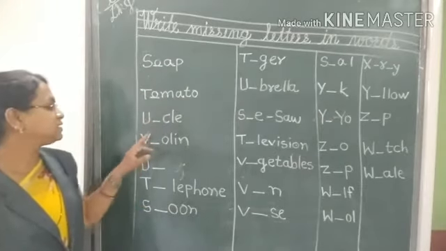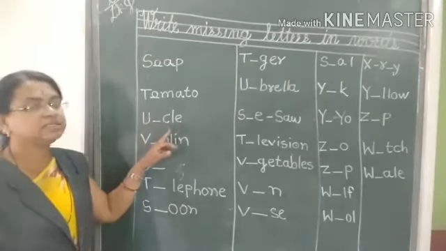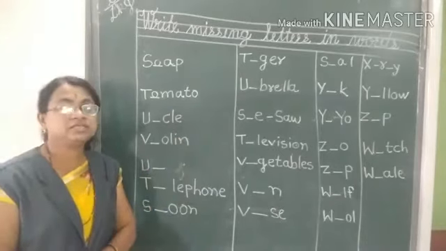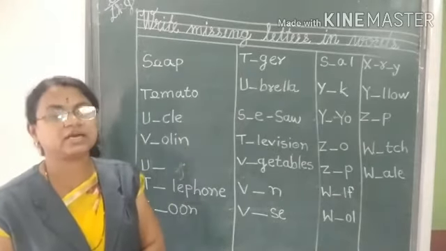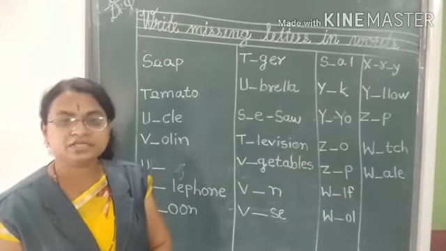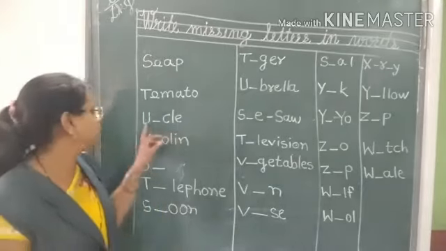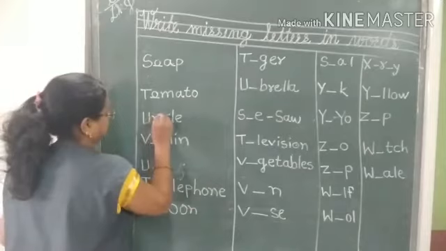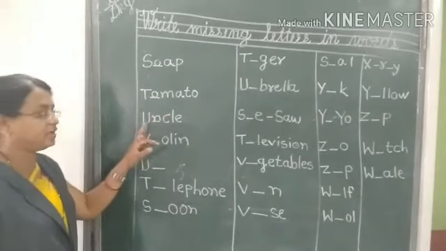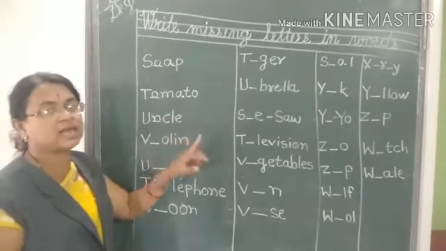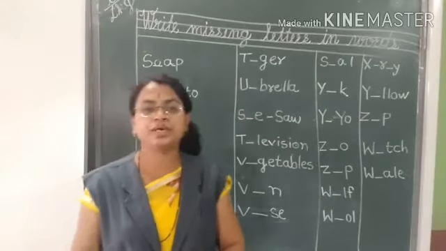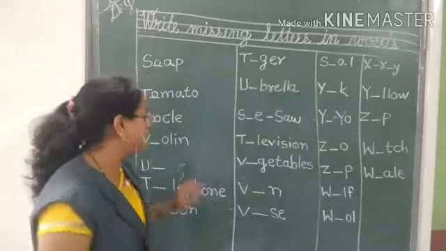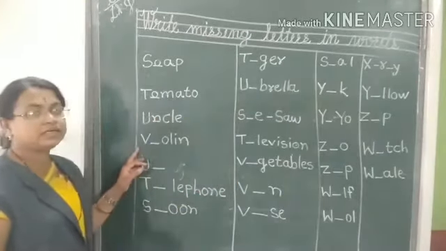Okay. Next, U dash C L E. This is the uncle spelling. Which letter is missing after U letter? U N, which letter is missing? L letter. U N C L E, uncle. Read the next word.